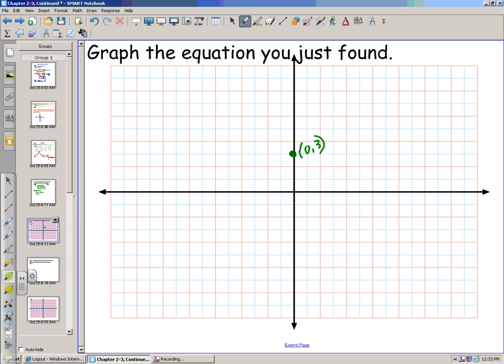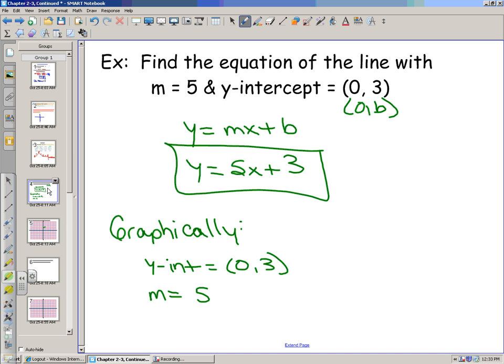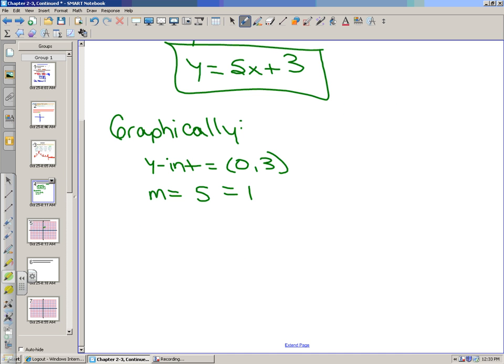Now, what about a slope being 5? Okay. Graphically, slope is understood to be rise over run, which means it's a fraction. Do I have a fraction here as my slope? No, so I need to turn it into a fraction by putting it over 1. Do we all understand that right now? Yes or no? Excellent.